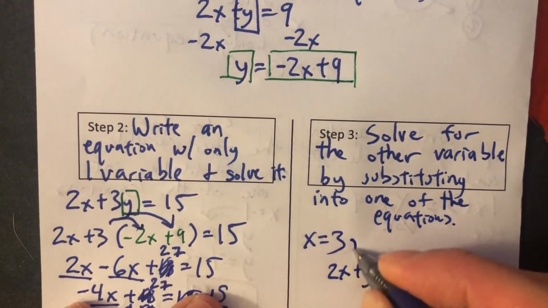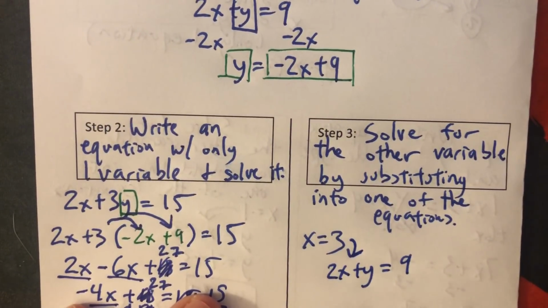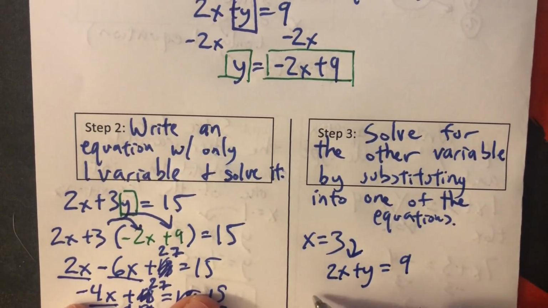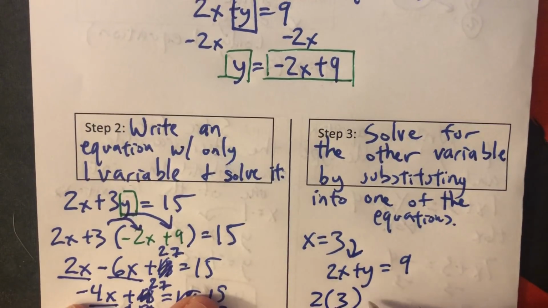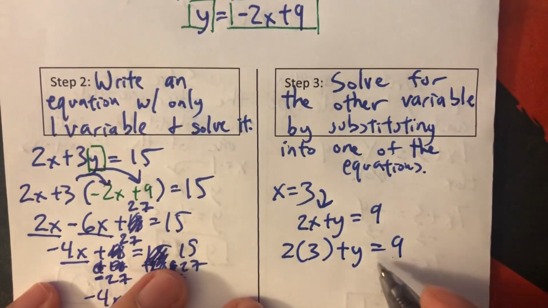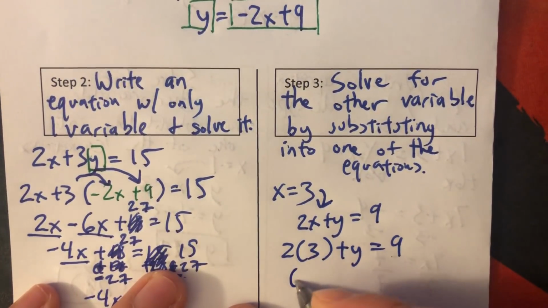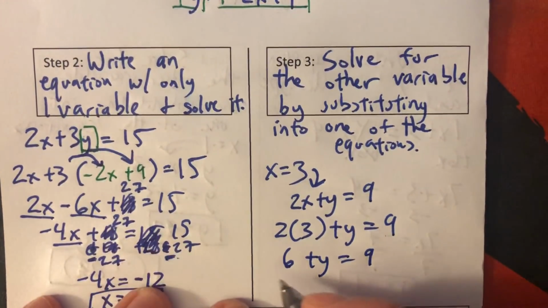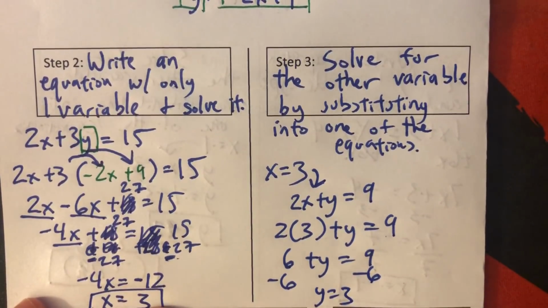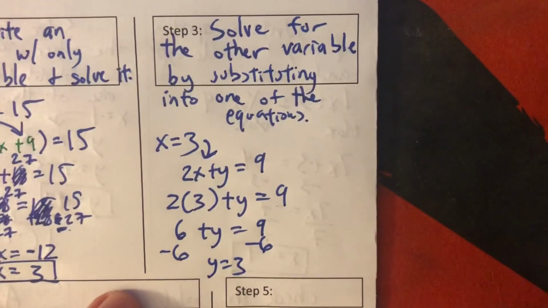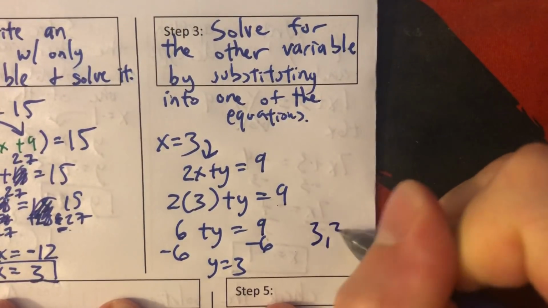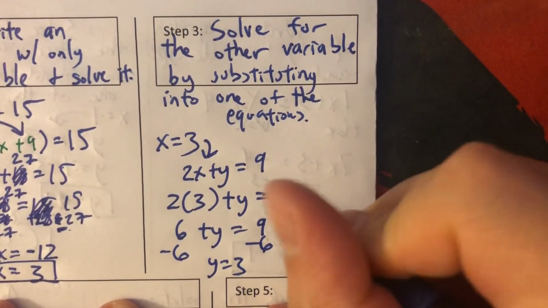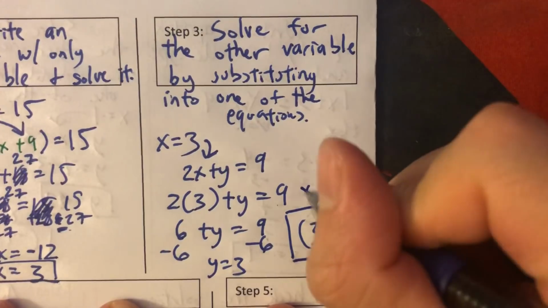So instead of an x, I'm going to substitute in my x. I found out what x is. X is 3. So I have 2 parentheses 3 plus y is equal to 9. Multiplying this out, that gives me 6 plus y is equal to 9. Finishing this off, minus 6, y is equal to 3. So my final answer should be 3, 3. This is my x, this is my y.